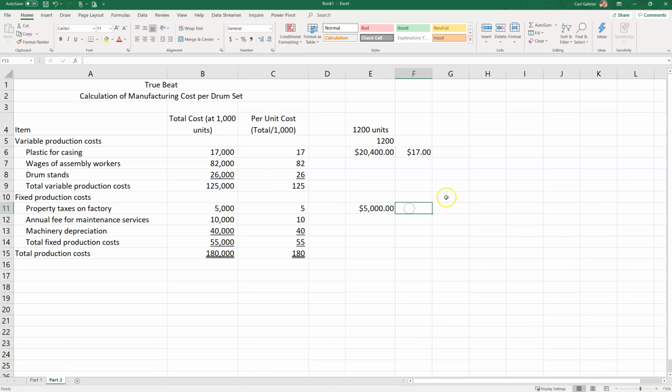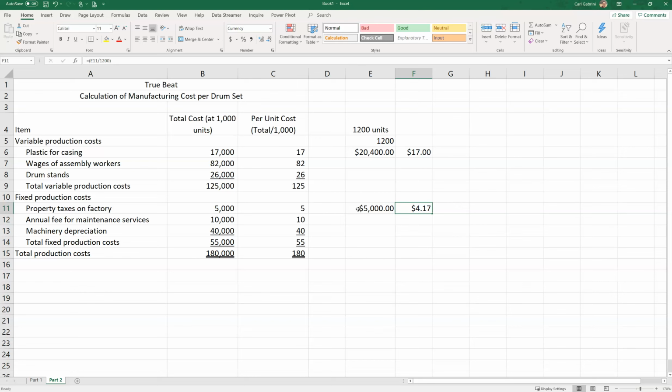And what's going to happen with the units? Well, let's check it out here and see. So we're going to divide the 5,000 by 1,200 units. And lo and behold, it went from $5 per unit to $4.17 per unit.